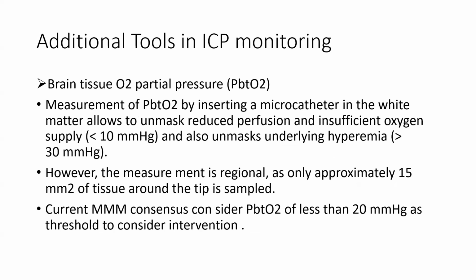Now, additional tools: brain tissue O2 partial pressure. Measurement of brain tissue O2 partial pressure by inserting a microcatheter in the white matter allows unmasking of reduced perfusion and insufficient O2 supply, and also unmasking of underlying hyperemia. However, the measurement is regional, as only approximately 15 mm of tissue around the tip is sampled. Current multimodal consensus considers PbO2 of less than 20 mmHg as the threshold to consider intervention.